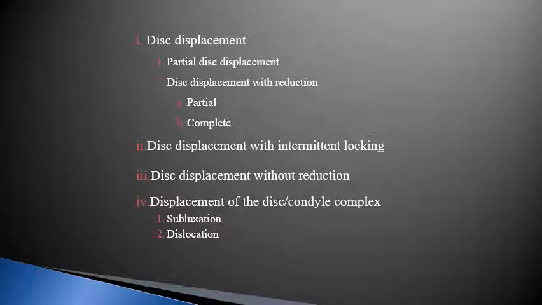Disc displacement: you have partial disc displacement in that. You have disc displacement with reduction, which can be either partial or complete. Then you have disc displacement with intermittent locking, and disc displacement without reduction. So anterior disc displacement and posterior disc displacement are all classified under this classification. You have displacement of the disc and condyle complex, which leads to either subluxation or dislocation.